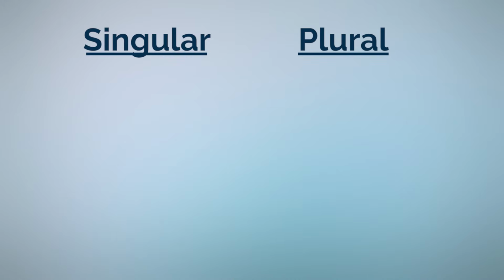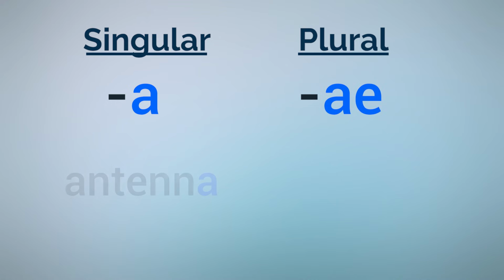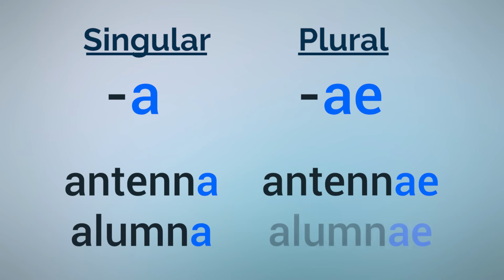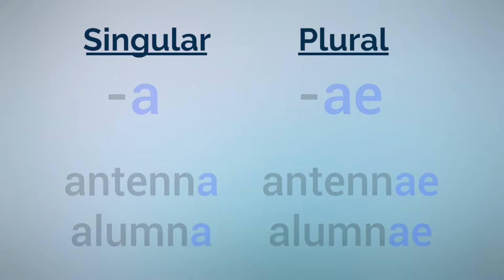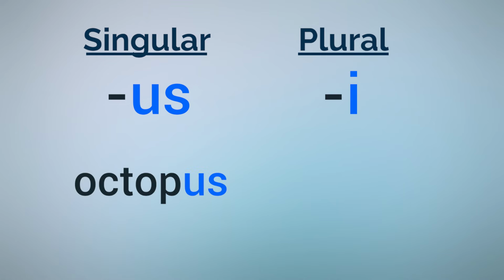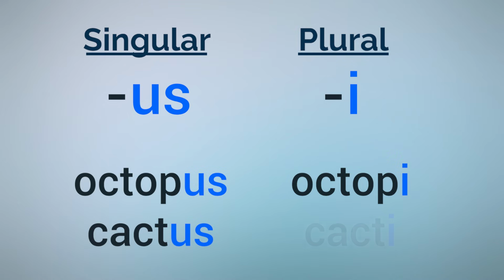First, we have words ending in A. Their plural form will end in AE. For example, antenna becomes antennae. Alumna, alumni. Words ending in US will end in I. Octopus, octopi. Cactus, cacti.